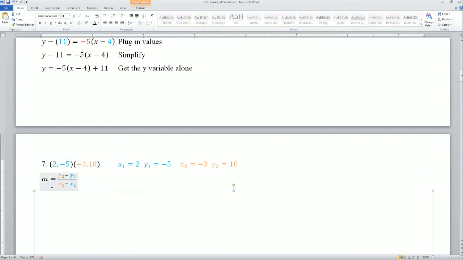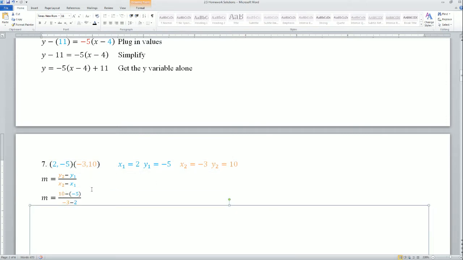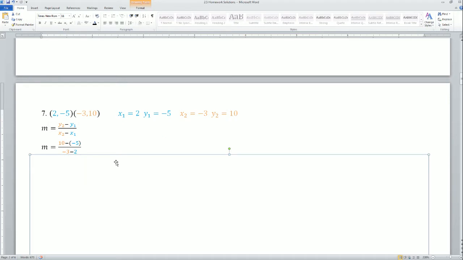All right. So here you go. m equals y2 minus y1 over x2 minus x1. This is just the slope formula. You make that substitution in. Make sure you're very careful. Minus a negative. Okay. Again, when you make this substitution, use the parentheses. That's how you avoid making mistakes in terms of the negative.